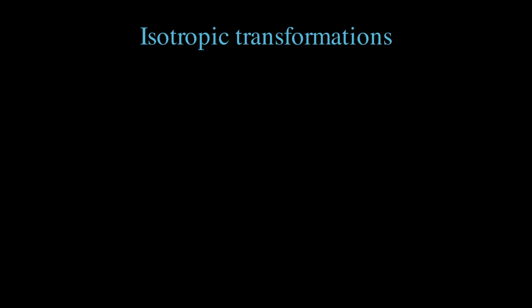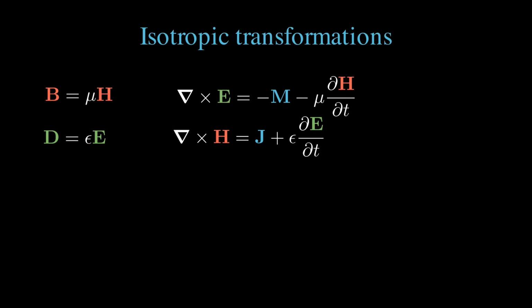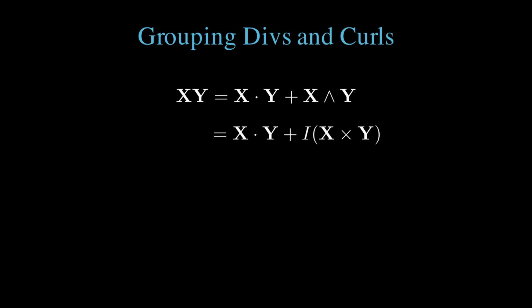We're going to use the fields E and H as our primary fields, writing B equals mu H and D equals epsilon E. After that substitution, we're left with a curl and divergence equation for E and a curl and divergence equation for H. We'll be able to group Maxwell's equations by taking advantage of the geometric product in reverse. The geometric product of two vectors, x and y, has a dot product and a wedge product component. We can write the wedge product in its dual form as I times the cross product. Because the gradient is a vector, we're free to write x equals grad and substitute grad y equals grad dot y plus I grad cross y.